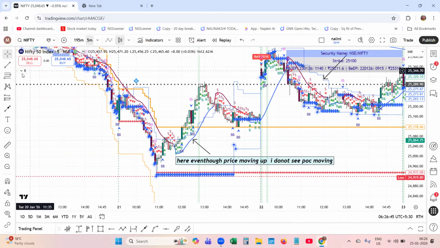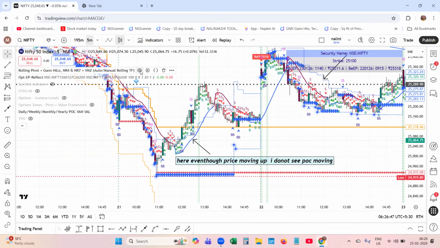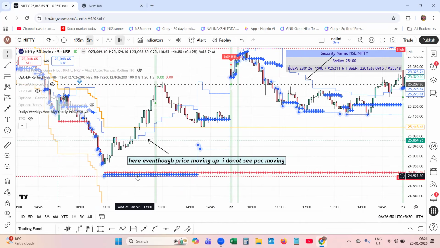Let me hide the rolling pivot so that you will see the point of control. This is the daily POC and the daily value area high, and this is the weekly POC and weekly value area high and value area low. I've made the value area high and value area low the same color as the daily POC. Do you see here the POC was coming down? That means price was getting accepted lower.